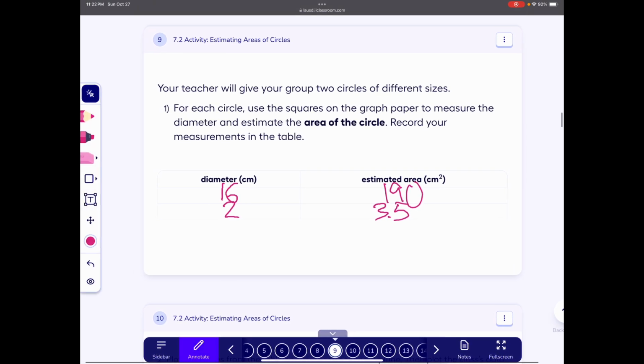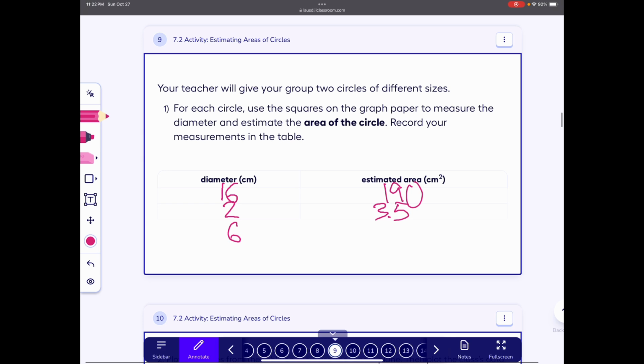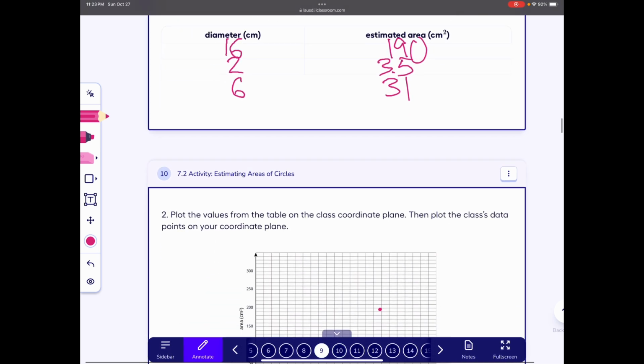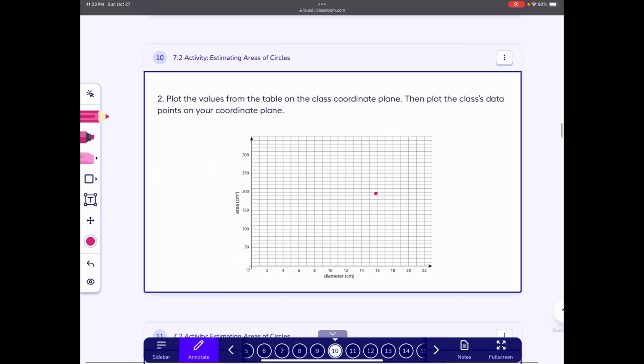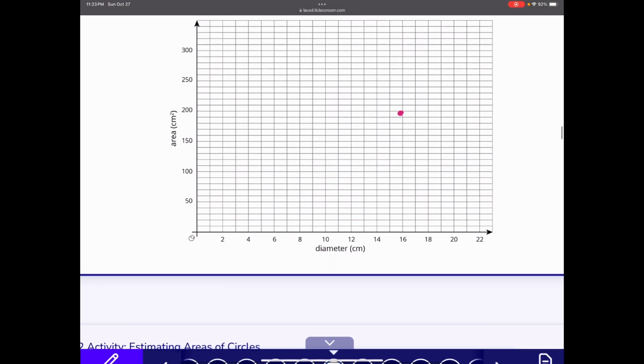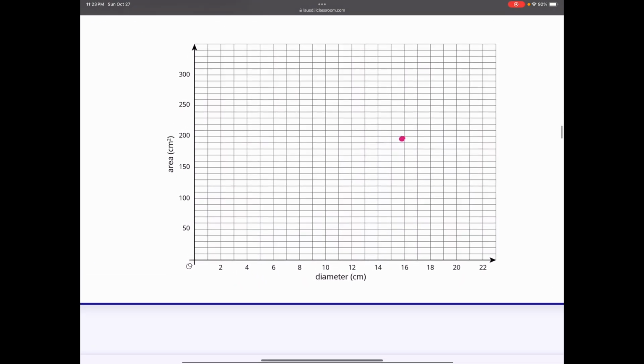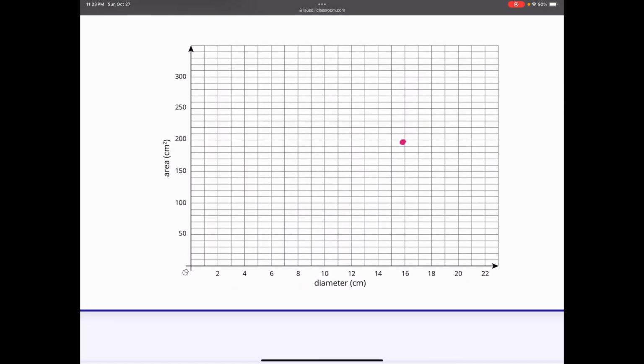6 and 31. I think that's going to be a little bit easier to graph. So if you do have a smaller circle, maybe collaborate with a partner who has a circle that's a little bigger. But if you do 6 and 31, it's approximately right there.